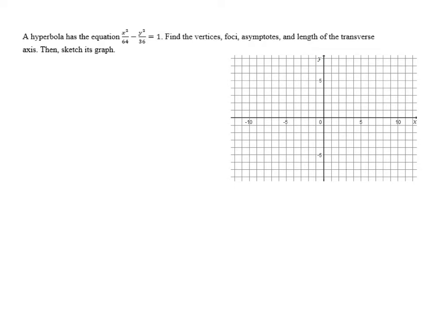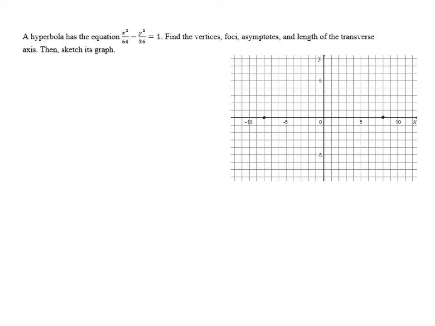So we know because the x squared term is positive, we're going to have a hyperbola that's opening horizontally to the right and to the left. Now, because a squared is 64, that means that a is going to be 8, and so our vertices are going to be at (8, 0) and (-8, 0).